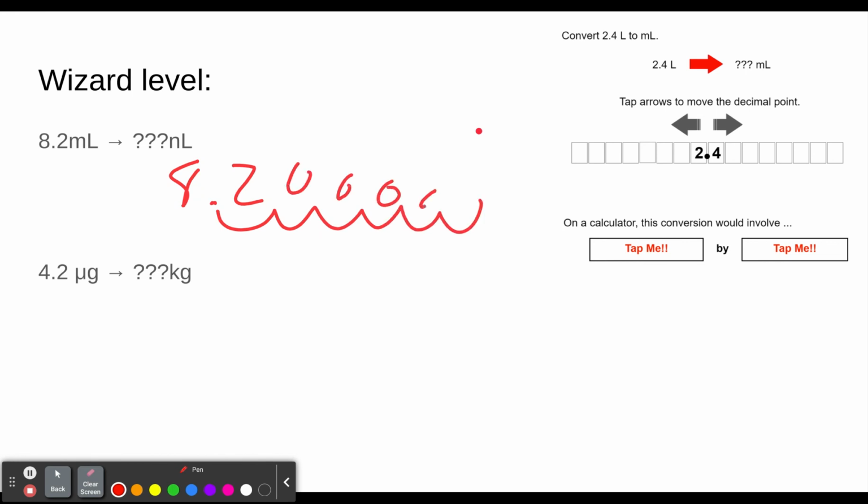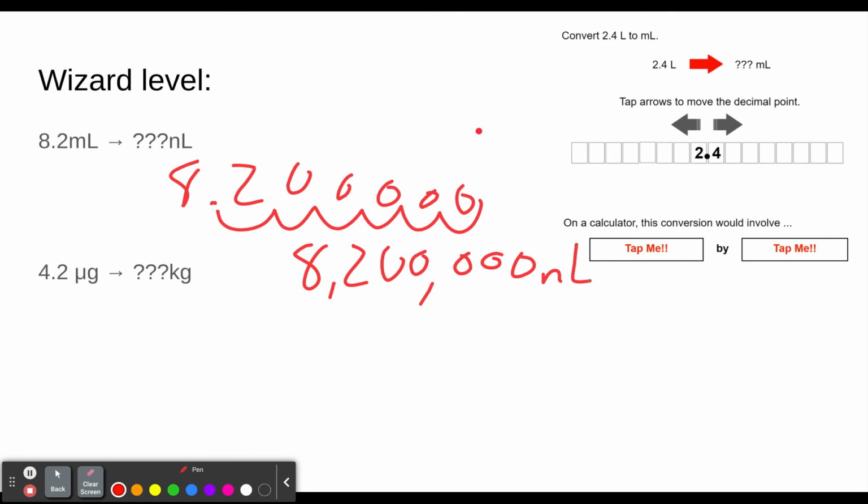And we see that 8,200,000, 6 places, is nanoliters, those very tiny nanoliters. It takes 8,200,000 nanoliters to equal 8.2 milliliters. They must be incredibly small.